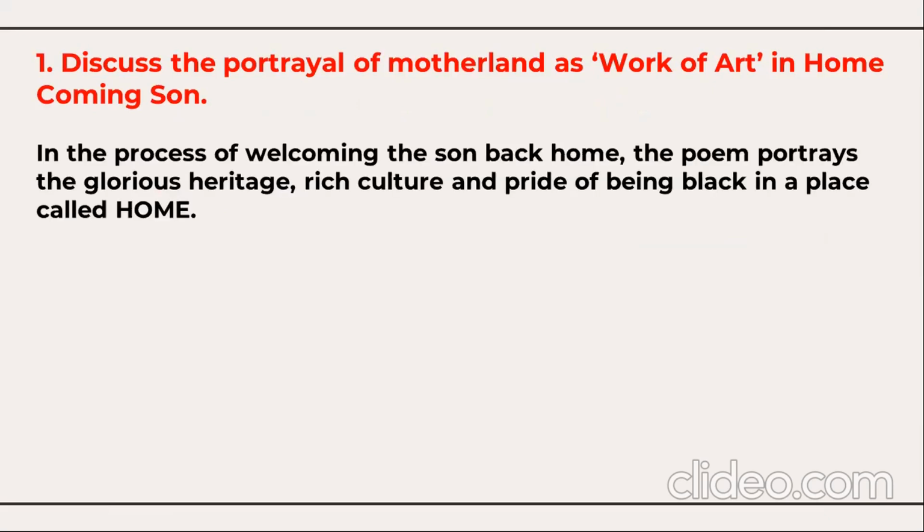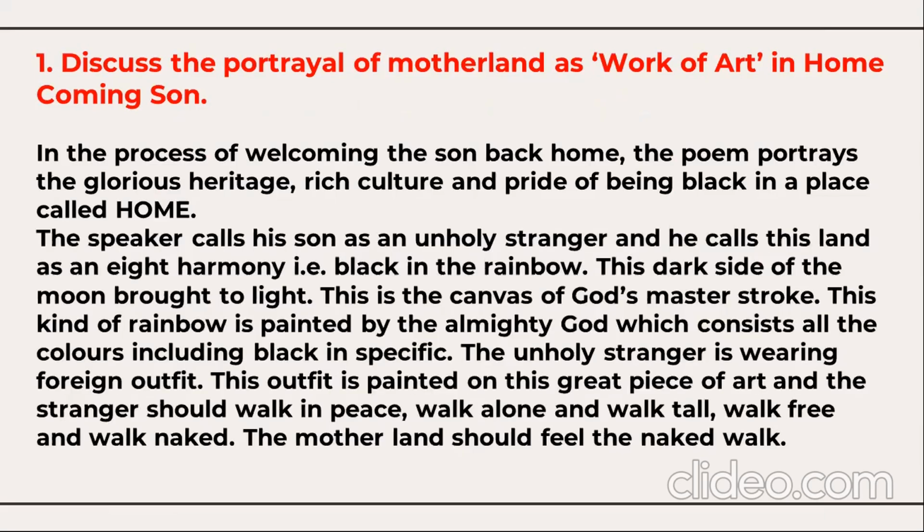In the process of welcoming the son back home, the poem portrays the glorious heritage, rich culture, and pride of being black in a place called home. The speaker calls his son an unholy stranger, and he calls this land an eighth harmony, black in the rainbow. The dark side of the moon brought to light. This is a canvas of God's master stroke. This kind of rainbow is painted by the Almighty God, which consists of all the colors, including black in specific.